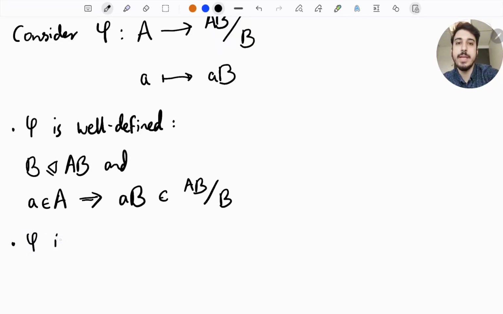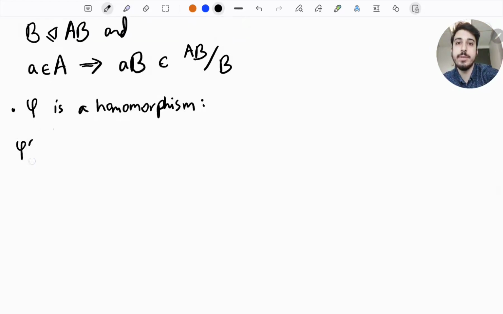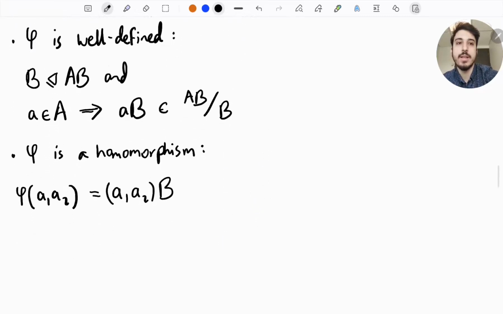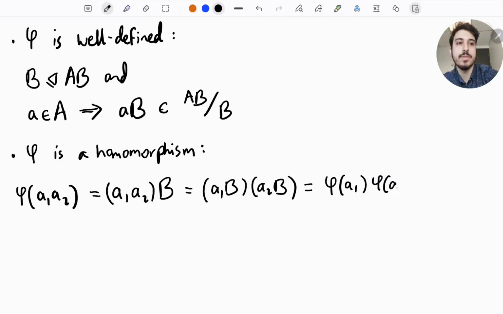Next, we have that phi is a homomorphism. The reason it's a homomorphism is that if we take phi of a product of a1 and a2 in A, this is equal to, by definition of phi, a1 a2 B, exactly just using the definition here. And this, by coset multiplication, equals a1B times a2B. But this is just the definition of phi applied to a1 and to a2 separately. Very straightforward stuff here.